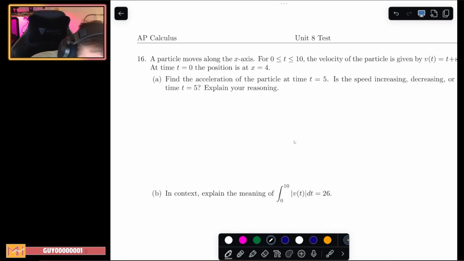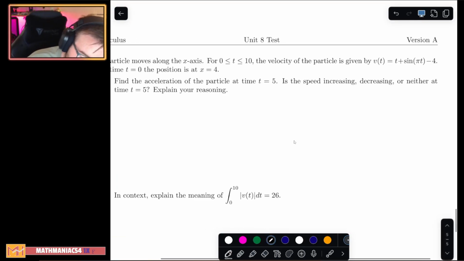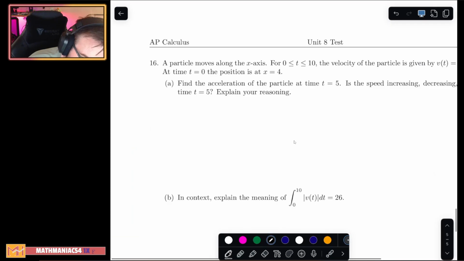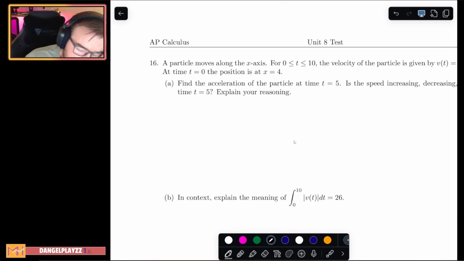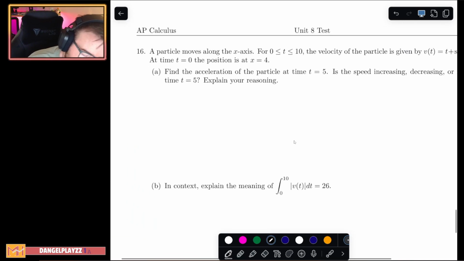A particle moves along the x-axis. For 0 to 10, the velocity of the particle is given by blah. At time t equals 0, the position is at x equals 4. Find the acceleration of the particle at time t equals 5.